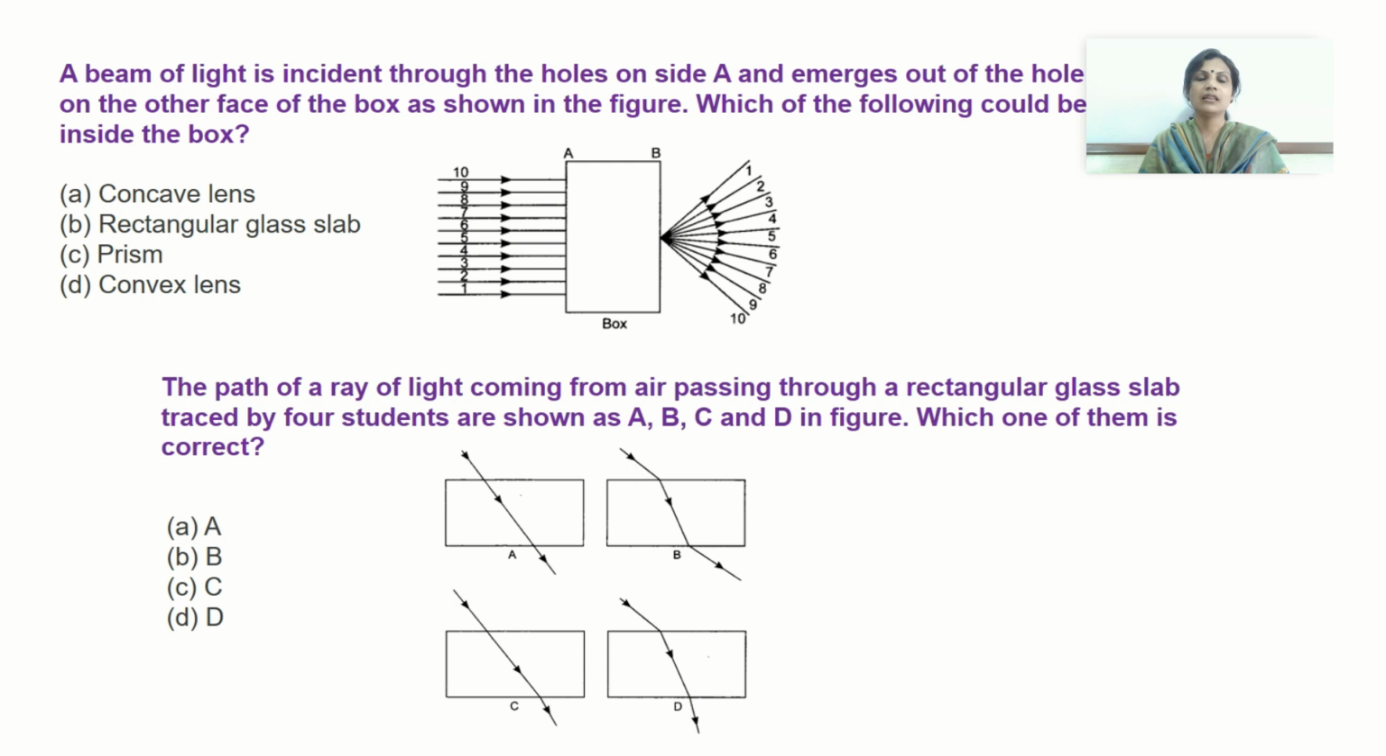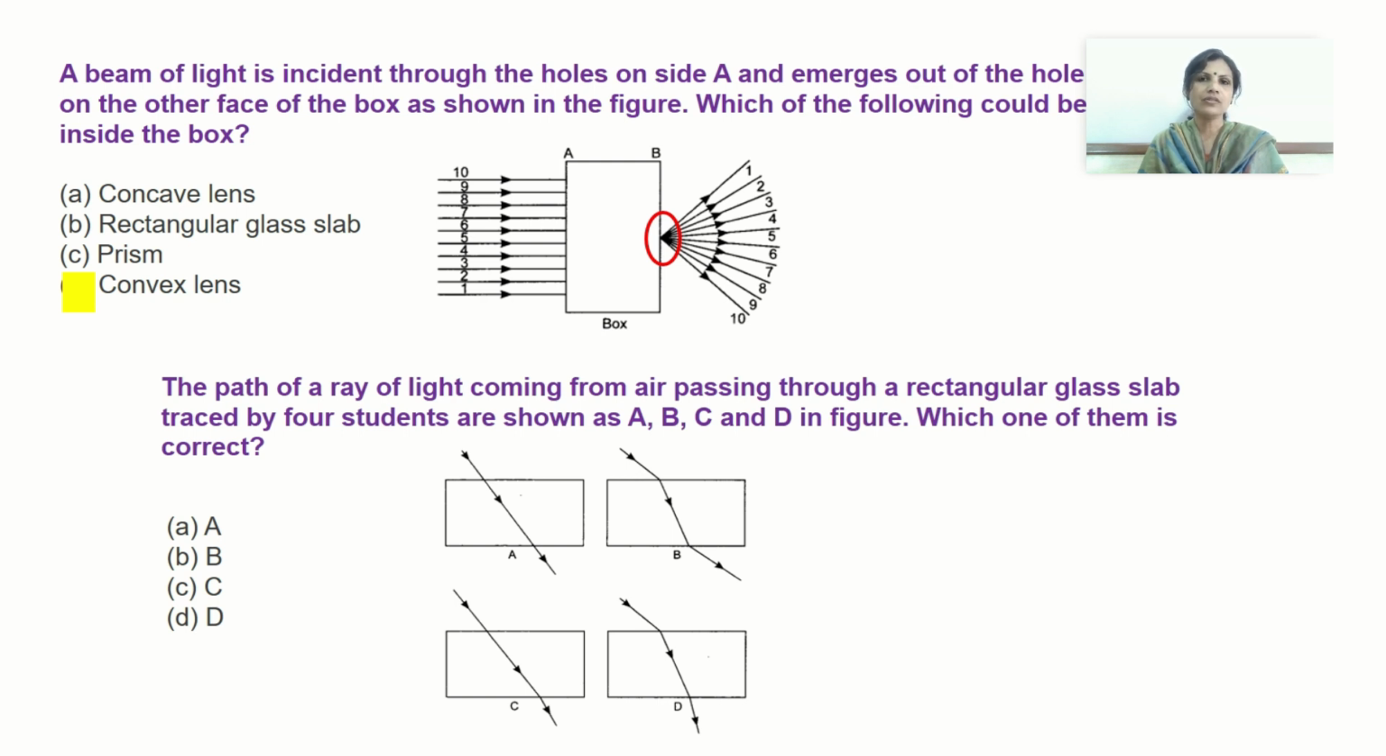Now you see there is one point on the other side of the box, and at that particular point all the rays of light, they are converging at that particular point, and from that point then the rays of light are coming out. So inside there has to be converging lens. And which is the converging lens? It is a convex lens, because it is converging the parallel beam of light at one place. So option D is the correct option.